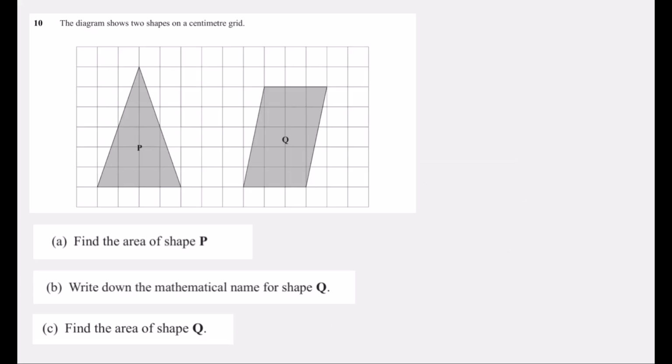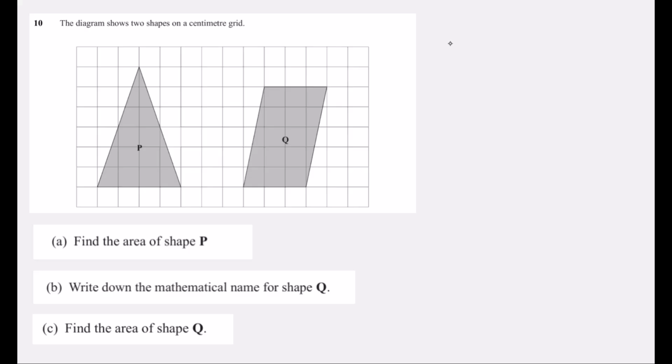So we've got 2 shapes on a centimetre grid. Part A, find the area of shape P. So we've got a triangle. So we could do this by counting the squares. We've got a centimetre grid, so we can count the squares, or we can use the formula.